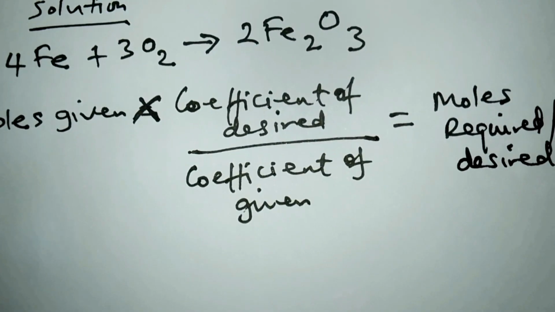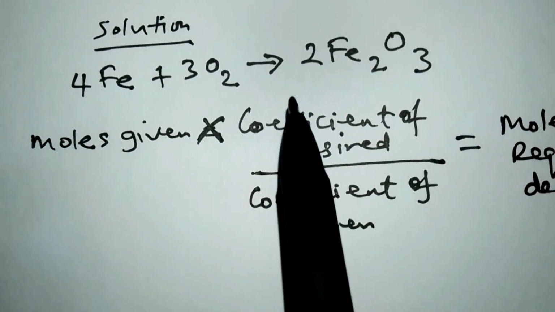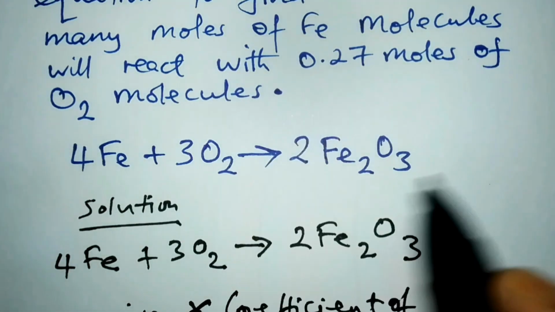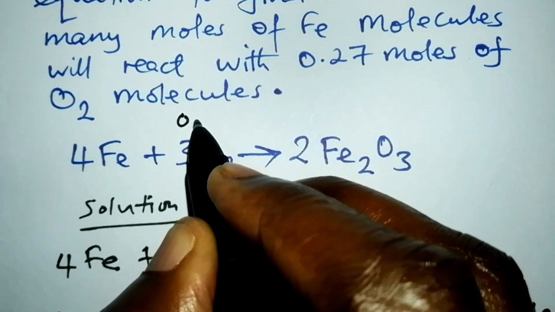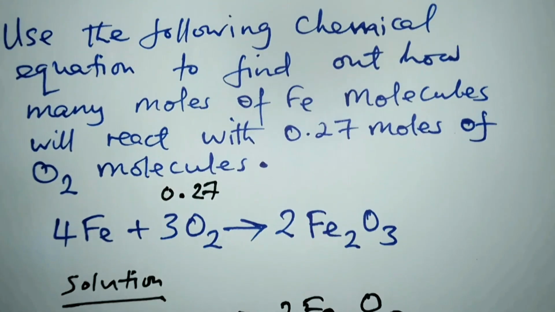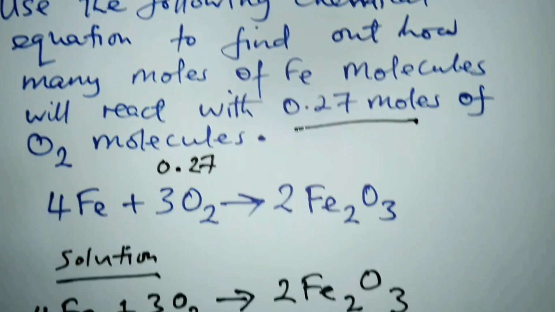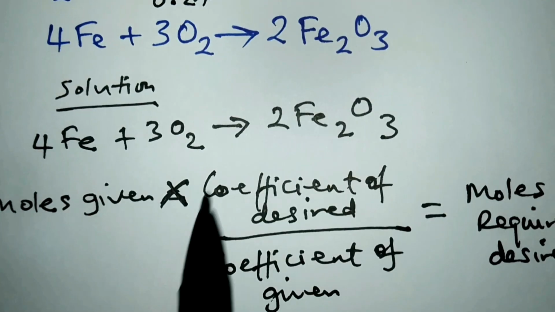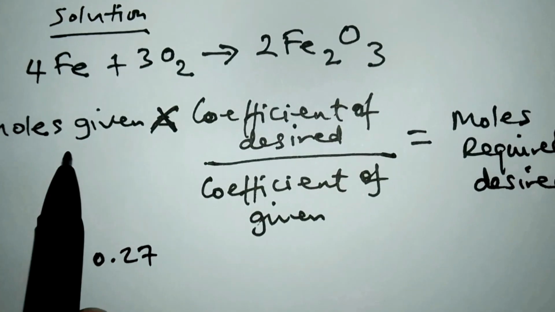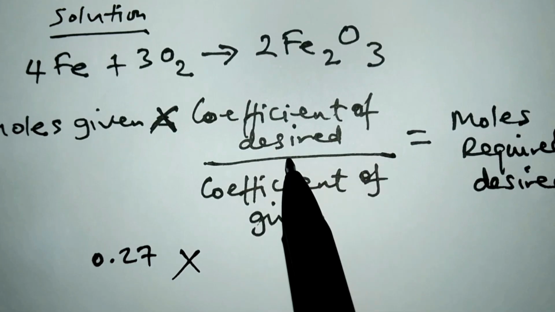So from here, our moles given, we have 0.27. That is the moles given. Therefore, we can say that moles given here is 0.27 times coefficient of desired.